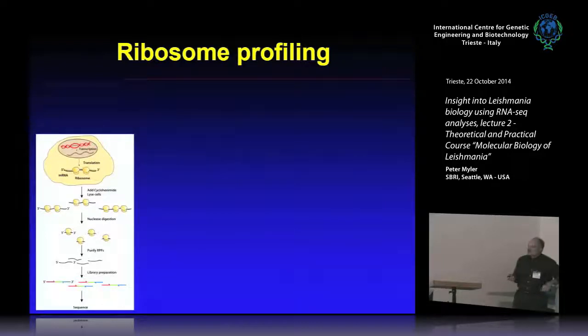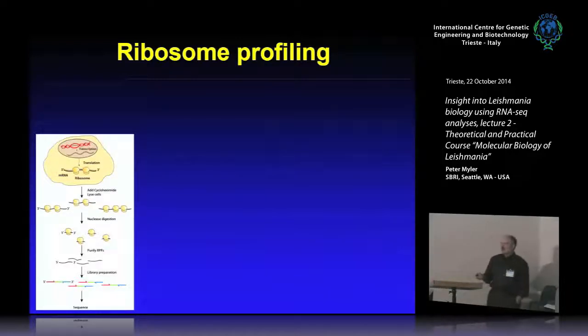You then treat the cells with ribonuclease, and you have to titrate to get the right concentration of ribonuclease. And what that will do is it will digest all of the RNA except that 28 nucleotides that's protected by a ribosome. So you end up with a whole pile of 26 to 28 nucleotide fragments that were protected by the ribosomes.